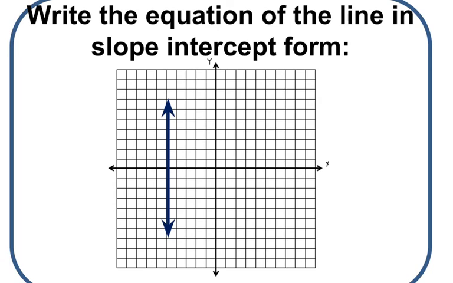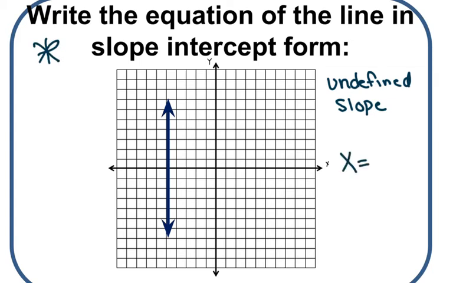Okay, remember this is an undefined slope. So when we have an undefined slope, this is one of those ones that we need to star. It's always going to be x equals, and whatever the value of x is here that it lies on. So 1, 2, 3, 4, 5. So this is -5. This is just something you're going to have to remember.